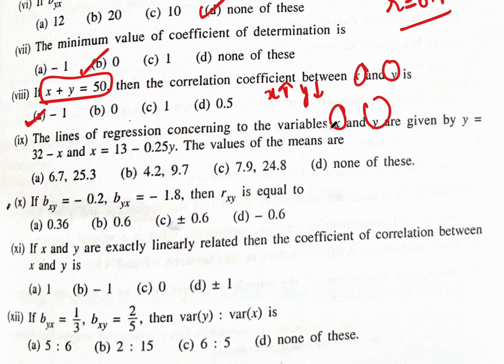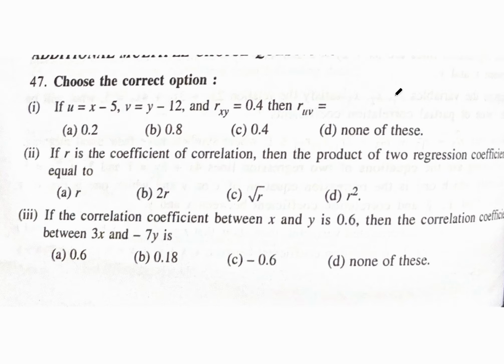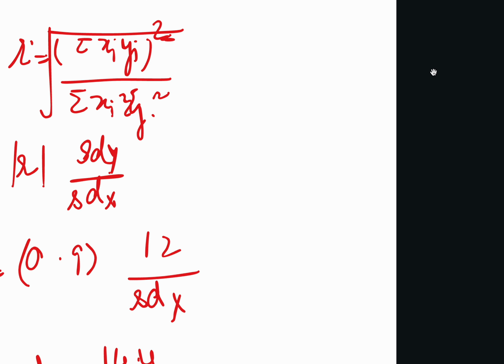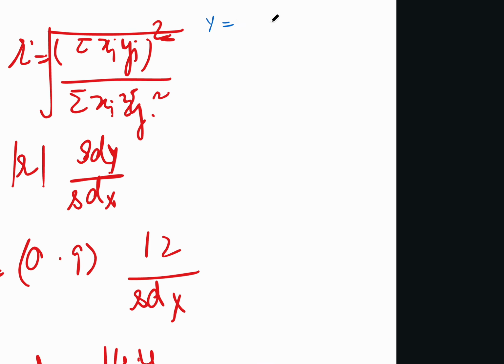Okay, now the regression lines concerning the two variables x and y are given by, oh, so the regression lines are given. The value of means are, oh, this is, do I have a sheet? I don't have a sheet. Okay, let's do it. Now that we are hell bent on solving the problems, sure, let's do it. So the first equation, wait, let me change my pen. So the first equation is 32 minus x, and the second equation is x is equal to 13 minus 0.25y.